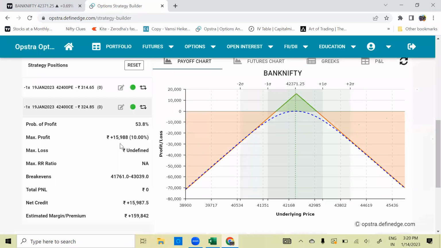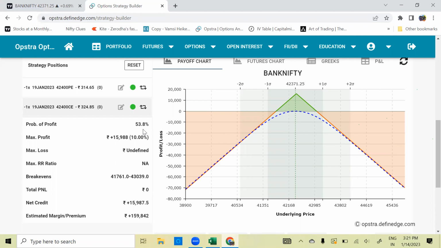So here I am able to make 10% of the margin use, but my probability of profit is only 53%. So that is why I will not do straddle in intraday, because the probability of profit is very less, only 53%. So that is why we will not even do these straddles positional also, because the probability of profit is very less.